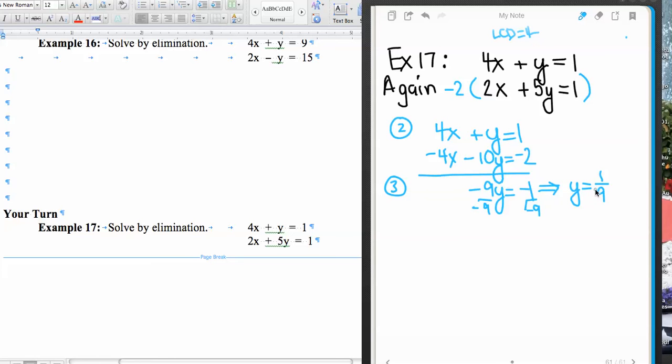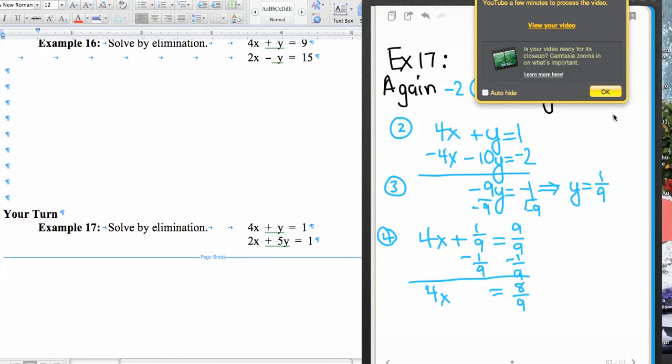And I think I'm still going to choose the first equation to put it back into. So I have 4x, and then plus 1/9, my y value, and that equals 1. And I'm going to just go ahead and change 1 to 9/9. Remember, any number over itself is always 1. So 9 over 9, 9 is my denominator in that fraction, so that's what I need it to be, 9/9. And now I have that 4x is equal to 9/9 minus 1/9, which is 8/9.